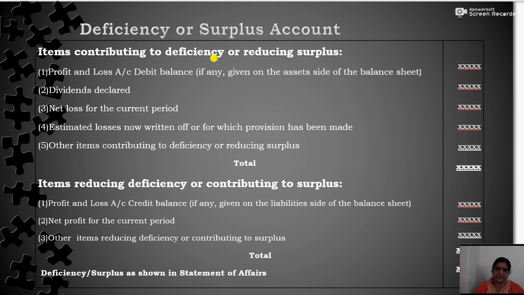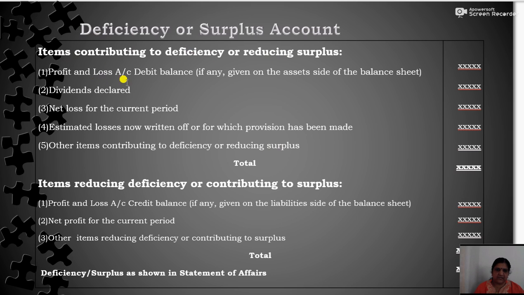First, items contributing to deficiency or reducing surplus. The various items are profit and loss account debit balance, then dividends declared, net loss for the current period, estimated losses now written off or for which provision has been made, and other items contributing to deficiency or reducing surplus.